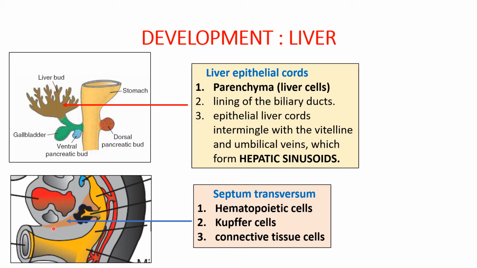Now, there are some derivatives of the septum transversum as well. Because the liver epithelial cords are penetrating into the septum transversum, some structures will be derived from the septum transversum as well. Those are the hematopoietic cells, Kupffer cells and connective tissue cells of the liver, which will be acquired from the septum transversum.